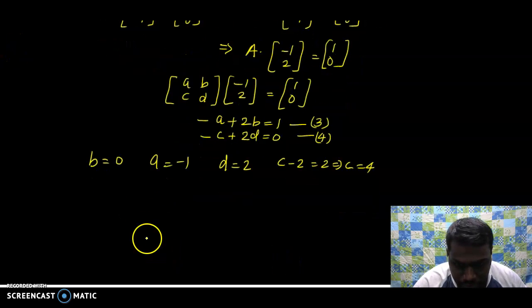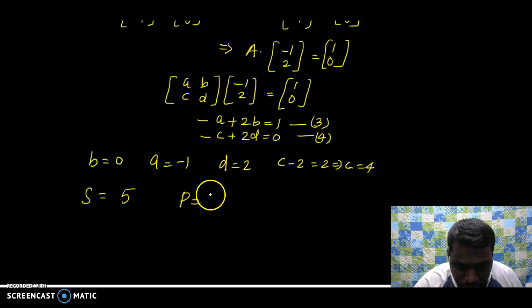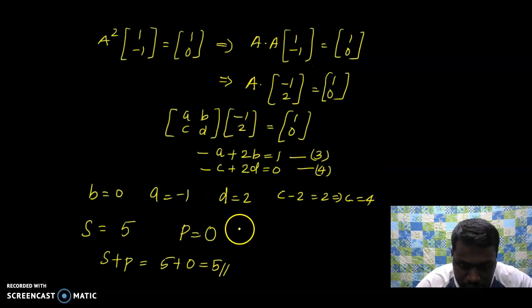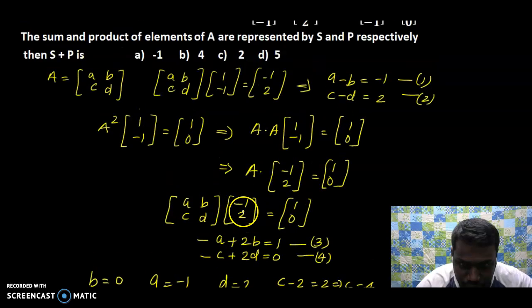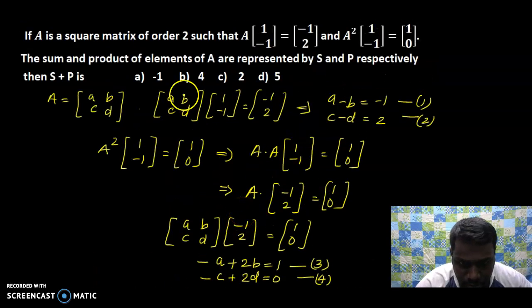So the sum of the entries in A is given by S. So S will be the sum of all these entries, and that will be equal to 5. And P is the product of all these entries. Since b is 0, the product becomes 0. We need to calculate the value of S plus P. So S plus P will be equal to 5 plus 0, that is equal to 5. So the correct solution is, the sum of S plus P is 5. So the correct option is option D.